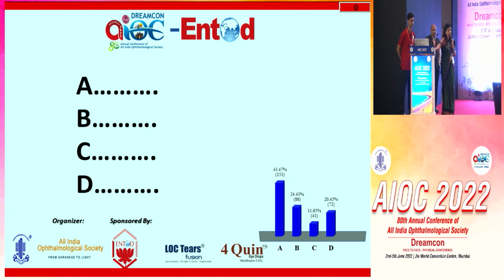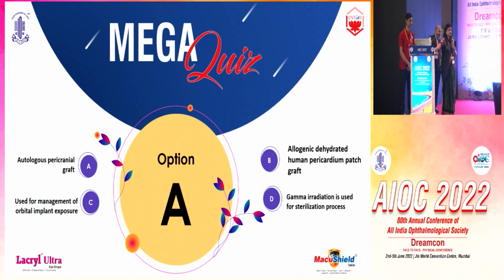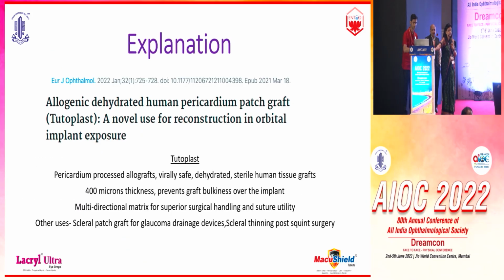43.4% have said it is A, and the answer is? It's a mixed response. So the answer is A, autologous pericranial graft. This is false, all the other 3 things are true. So can we come to the next slide, please?